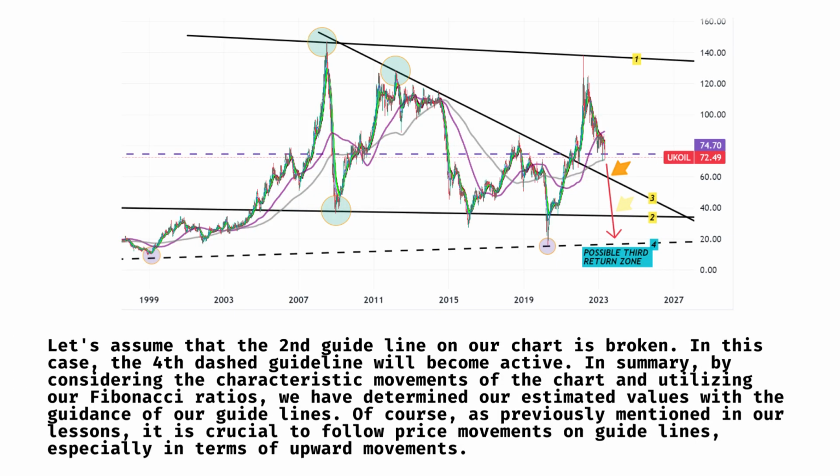Let's assume that the second guideline on our chart is broken. In this case, the fourth dashed guideline will become active. In summary, by considering the characteristic movements of the chart and utilizing our Fibonacci ratios, we have determined our estimated values with the guidance of our guidelines. Of course, as previously mentioned in our lessons, it is crucial to follow price movements on guidelines, especially in terms of upward movements. I will conclude our analysis at this point.